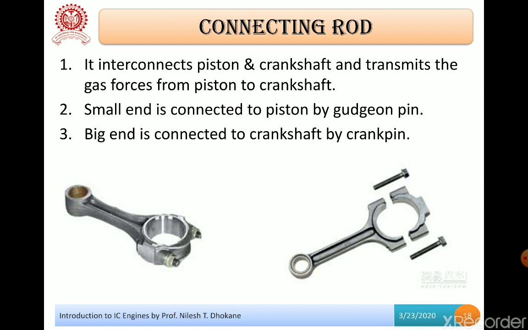It has two ends, one is the small end and one is the big end, that you can easily see in the diagram. The small end is connected to the piston with the help of the gudgeon pin, whereas the big end is connected to the crankshaft by using the crank pin.